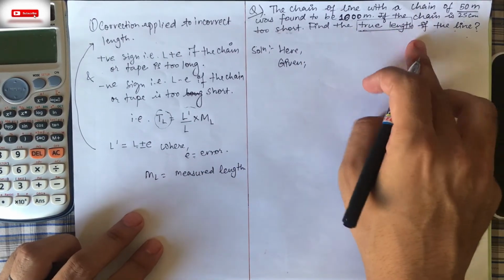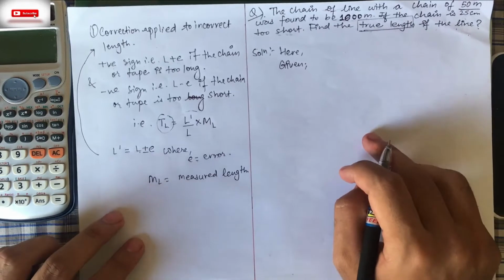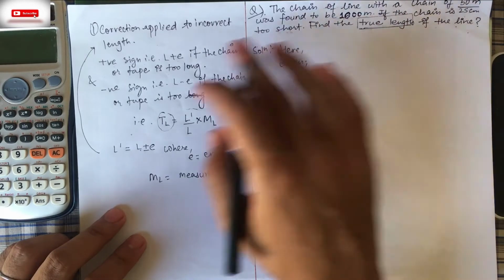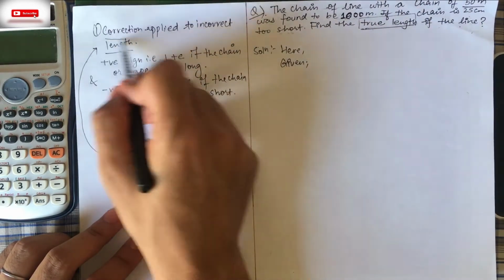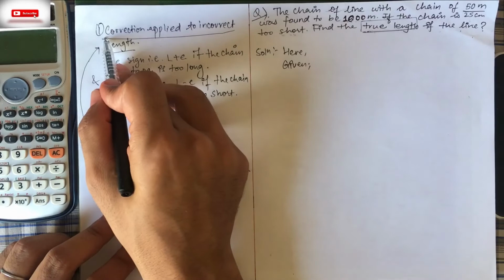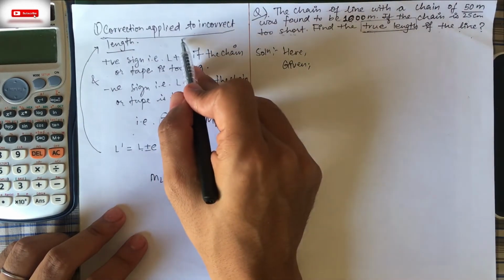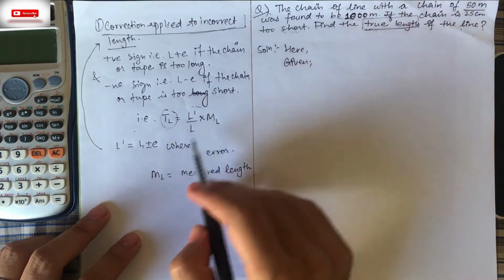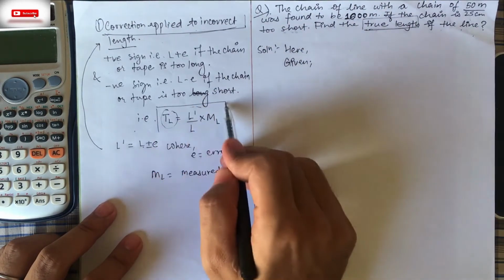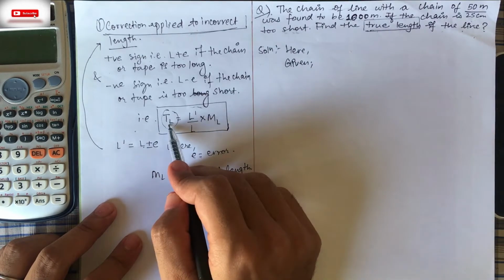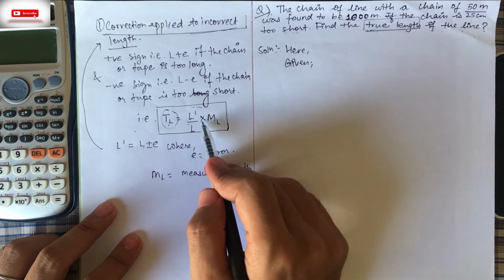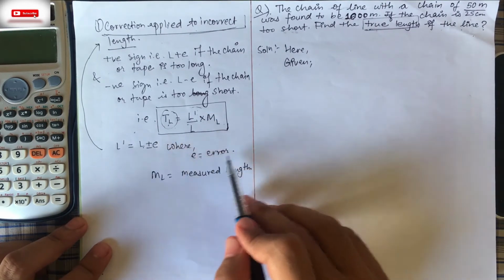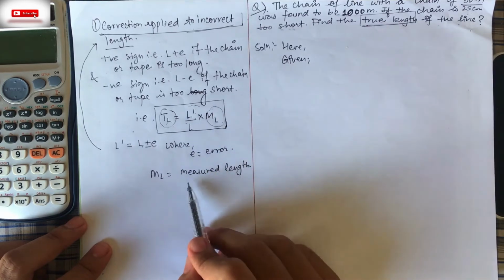Okay, before solving, let's see some basic concept about it. Actually, this question is the type of correction applied to incorrect length. The question is of finding the correct length or true length for the given incorrect length. So for that we have a simple formula to find true length, that is TL is equals to L dash upon L into ML. Here L dash means L plus minus E, where E is error, and ML is measured length.